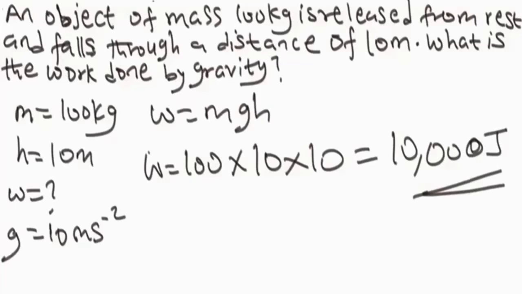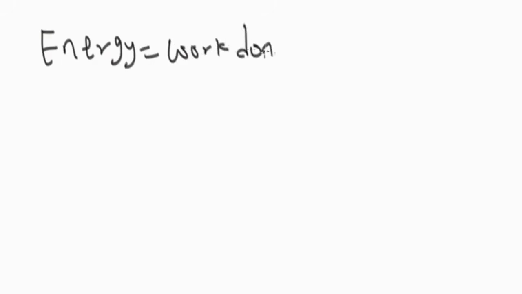Okay, so let's wipe this and look at energy. Alright, so what is energy? Energy is simply the ability or capacity to do work. Alright, so energy equals work done. And work done is calculated using force times distance, right? Now, the difference between work and energy is that energy is a scalar quantity, whereas work is a vector quantity.